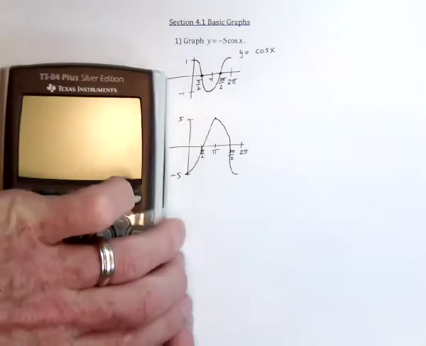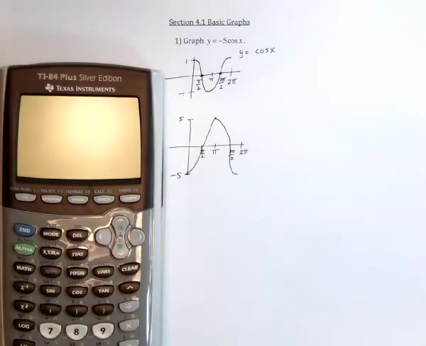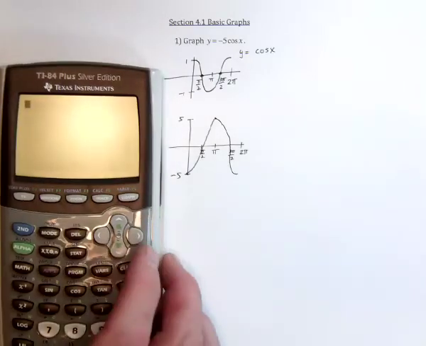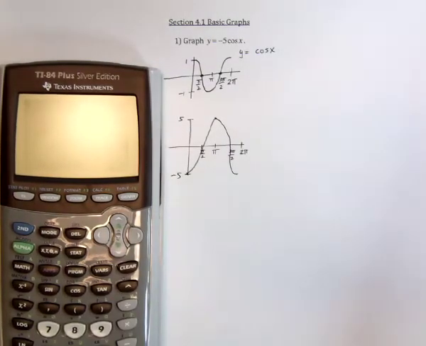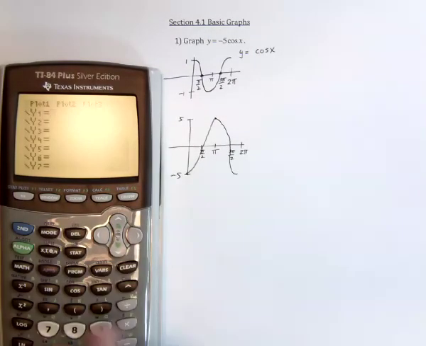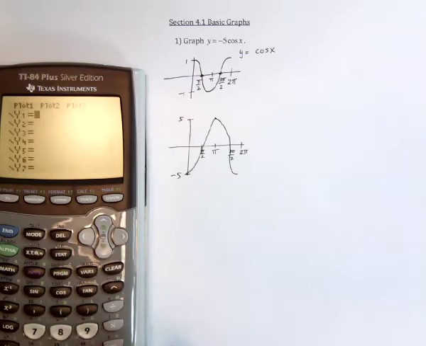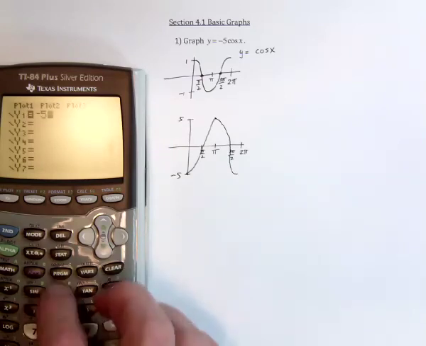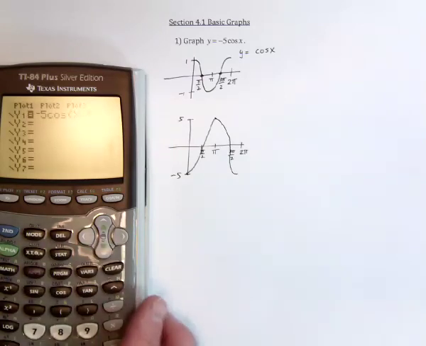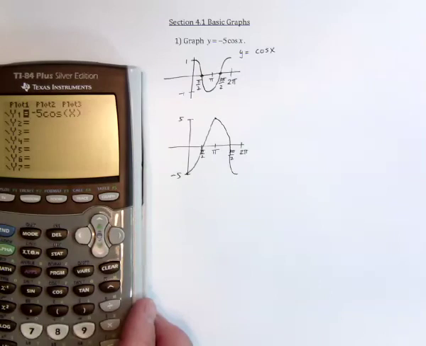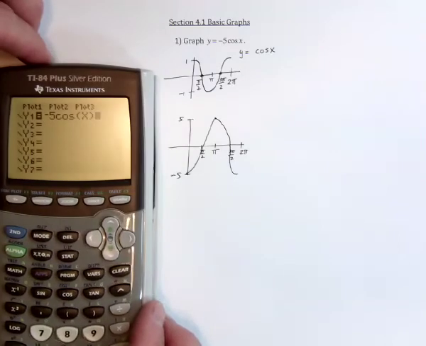And then use the graphing calculator to check. So y equals negative 5 cosine of x. Bit of a glare going on.